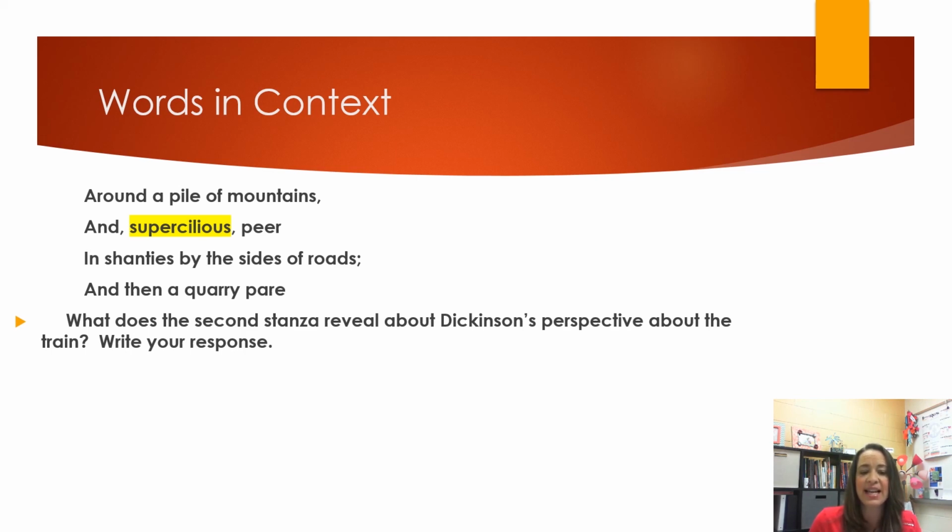What does the second stanza reveal about Dickinson's perspective about the train? Write your response.